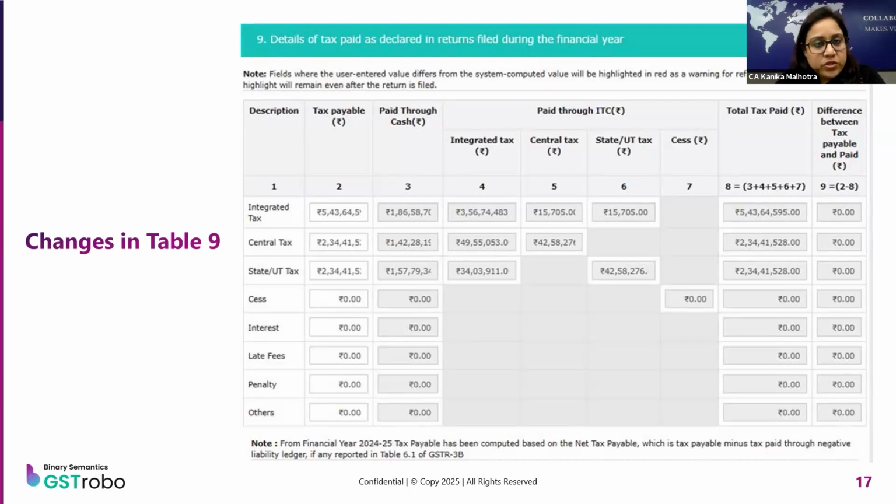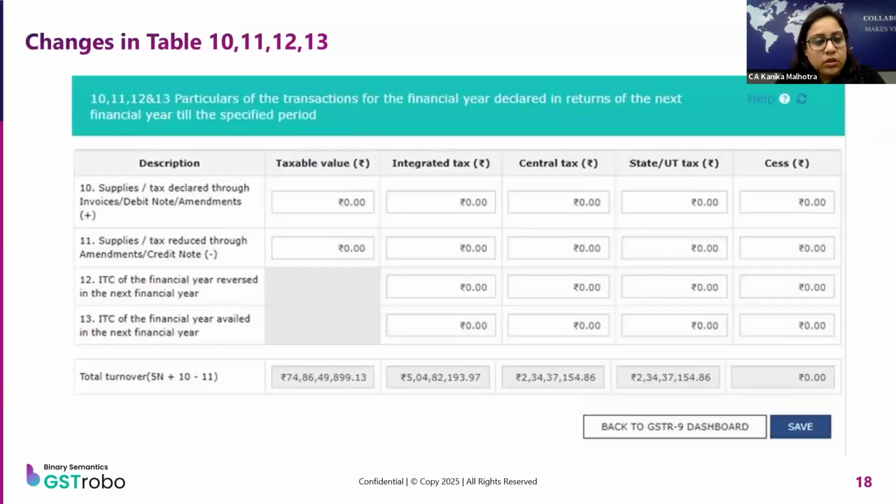If anybody has any question till now, please let me know. Now moving on to table 10, 11, 12, 13. I think earlier somebody was asking for a walkthrough of this also. So basically tables 10, 11, 12, 13 talk about the missed transactions, not the reclaim ones. Please be clear on that. All the missed transactions that you needed to include in 24-25 but have missed by any chance, and now you're taking in 25-26 up to the specified period.